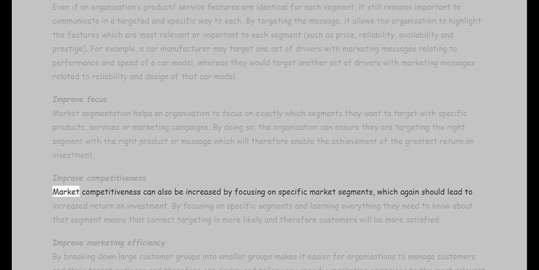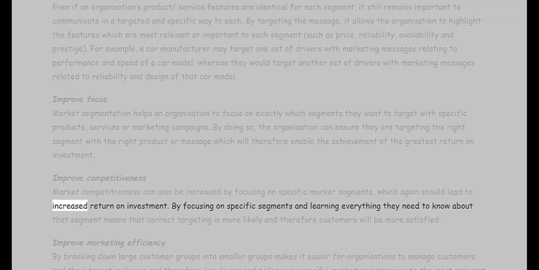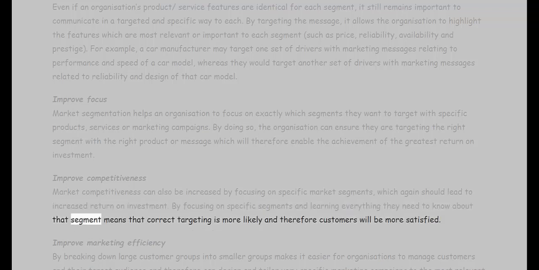Improve competitiveness. Market competitiveness can also be increased by focusing on specific market segments, which again should lead to increased return on investment. Focusing on specific segments and learning everything they need to know about that segment means that correct targeting is more likely and therefore customers will be more satisfied.